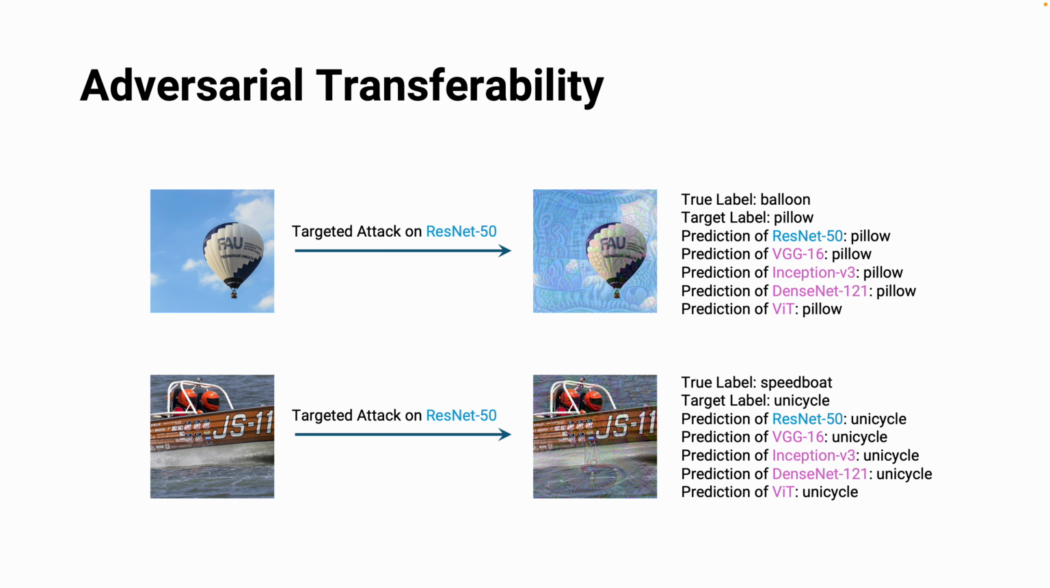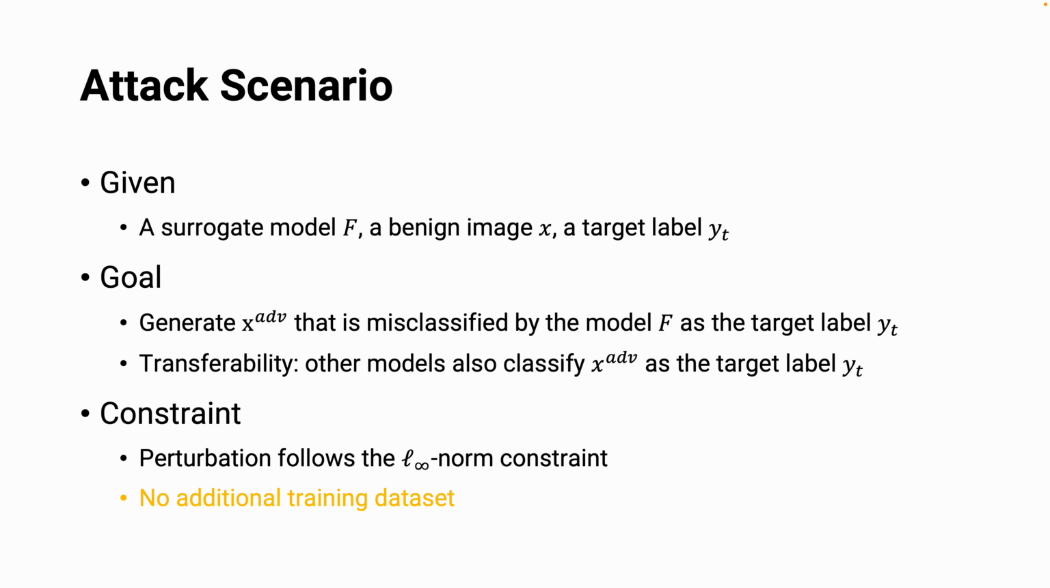Here is an example. In the bottom row, the adversarial example is classified as unicycle by both the surrogate model ResNet50 and other target DNN models. This demonstrates strong transferability. As for our attack setup, we assume the attacker only has access to a white box surrogate model and does not use any extra training data.